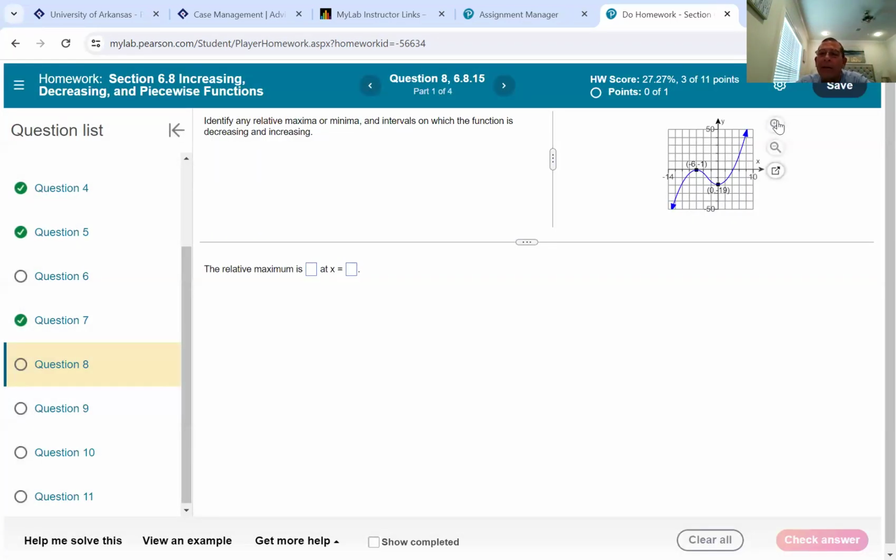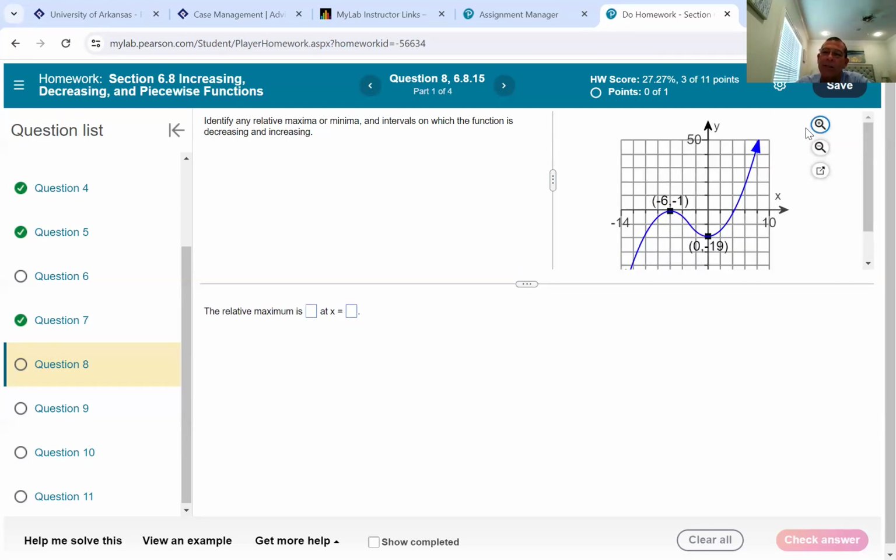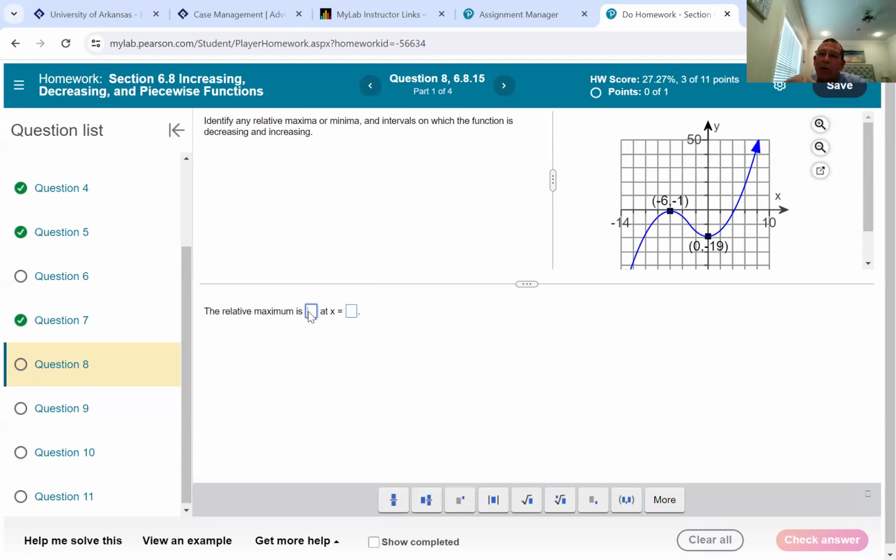All right, y'all, let me make this one a little bigger. Notice this one has a max and a minimum. So first of all, they want to know the relative maximum. That's going to be the little hump, the first little hump on the left side, -6, -1.